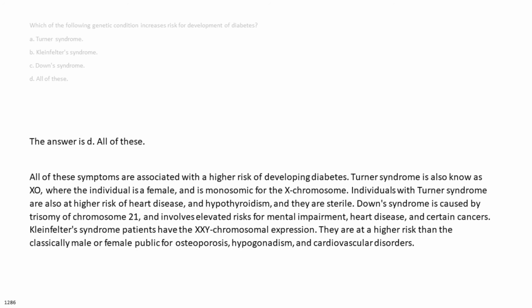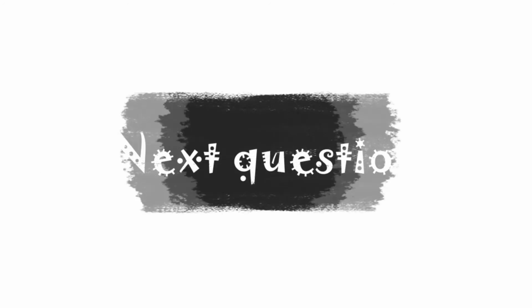Down's syndrome is caused by trisomy of chromosome 21, and involves elevated risks for mental impairment, heart disease, and certain cancers. Klinefelter's syndrome patients have the XXY chromosomal expression. They are at a higher risk than the classically male or female population for osteoporosis, hypogonadism, and cardiovascular disorders.